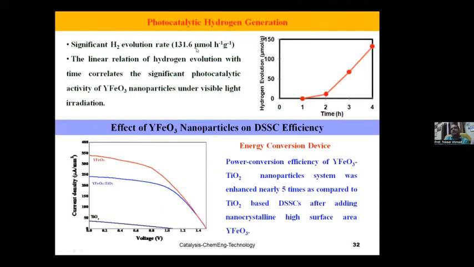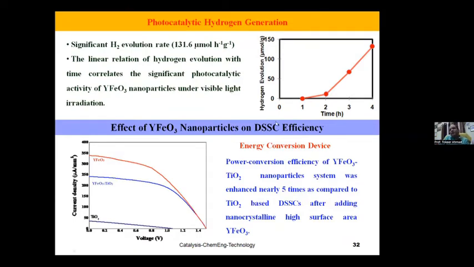We have applied this YFO3 for the hydrogen evolution, and this is the hydrogen evolution plot, which shows that the maximum hydrogen of around 131.6 micromole per hour per gram was obtained using YFUC nanoparticle, and the linear relation of hydrogen evolution with time correlates with this significant photocatalysis using YFUC nanoparticle under visible light irradiation.